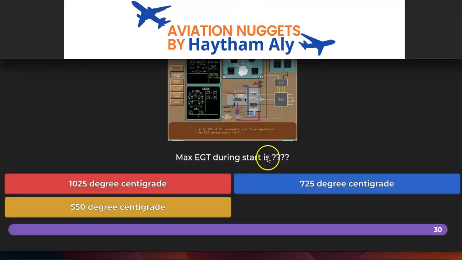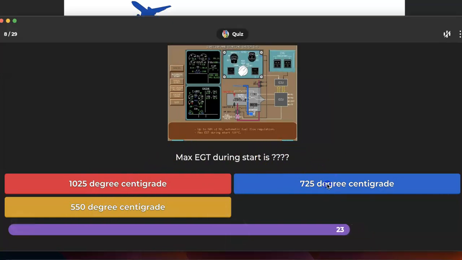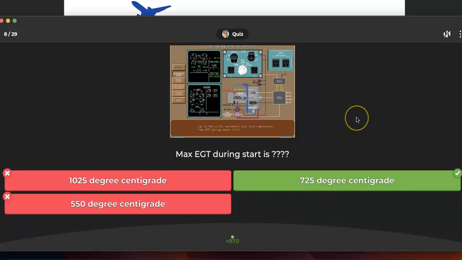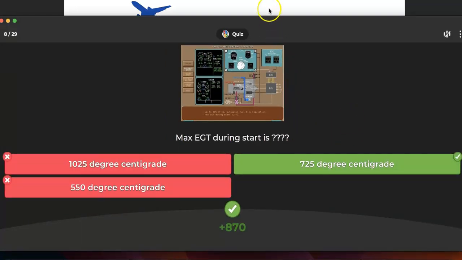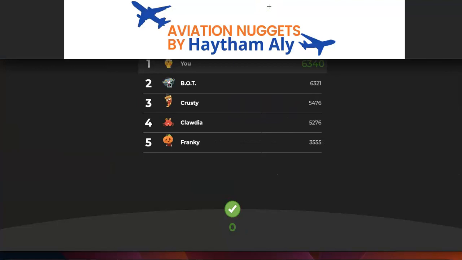Maximum EGT during start is 1025, 725, or 550? Maximum EGT during start is 725 degrees centigrade. We have maximum EGT during engine start and maximum EGT during TOGA.